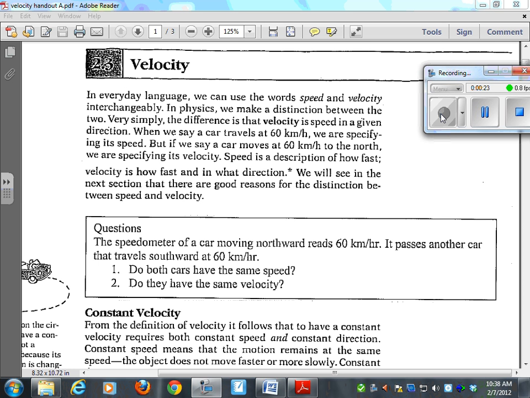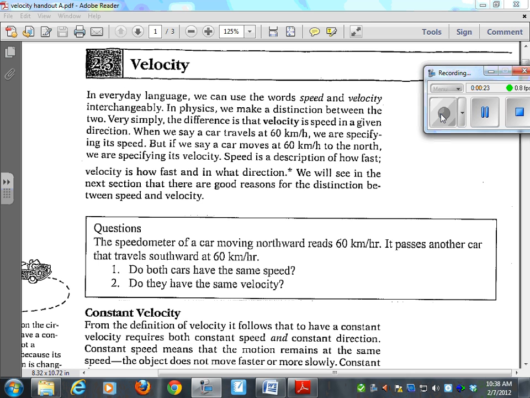Be my guest. In everyday language, so we're talking about velocity, we can use the words speed and velocity interchangeably. However, in physics, we make a distinction between the two. Very simply, the difference is that velocity is speed in a given direction. You guys know that already, right? Velocity is simply speed with the direction.